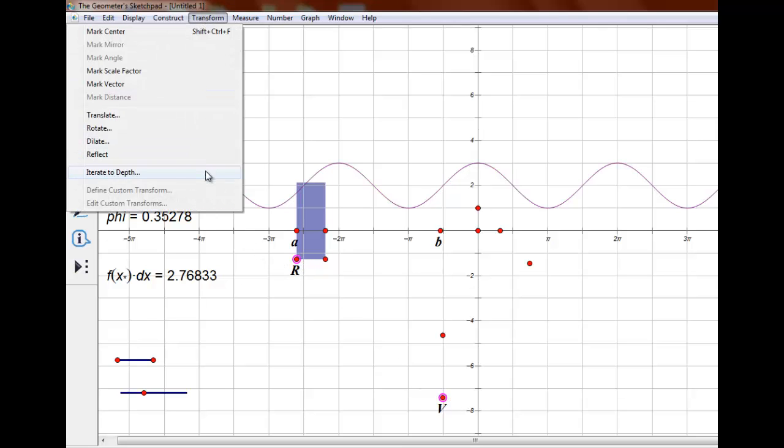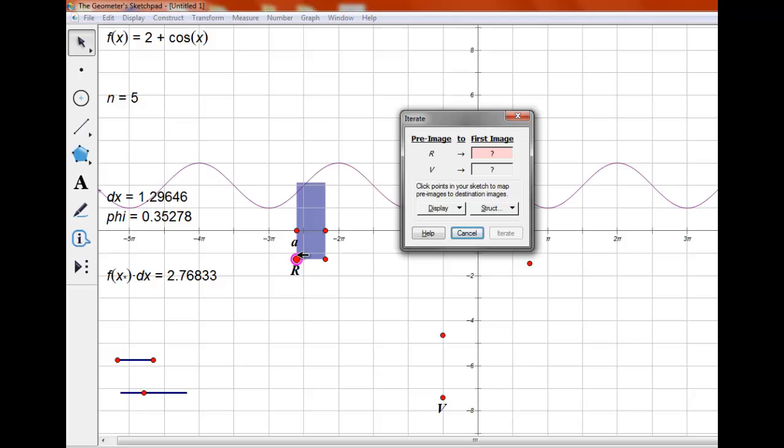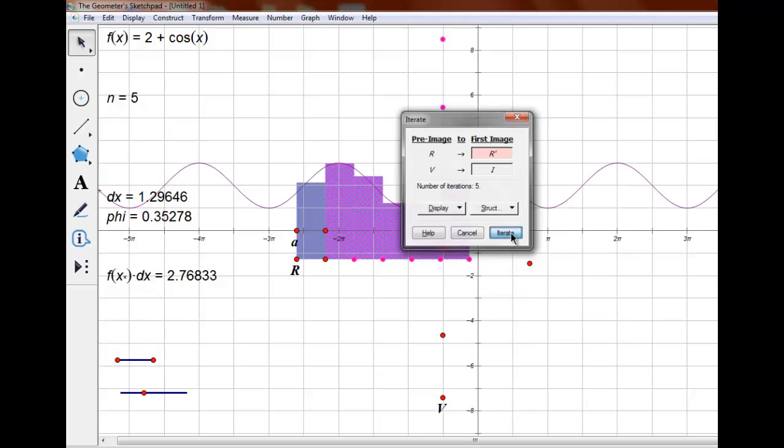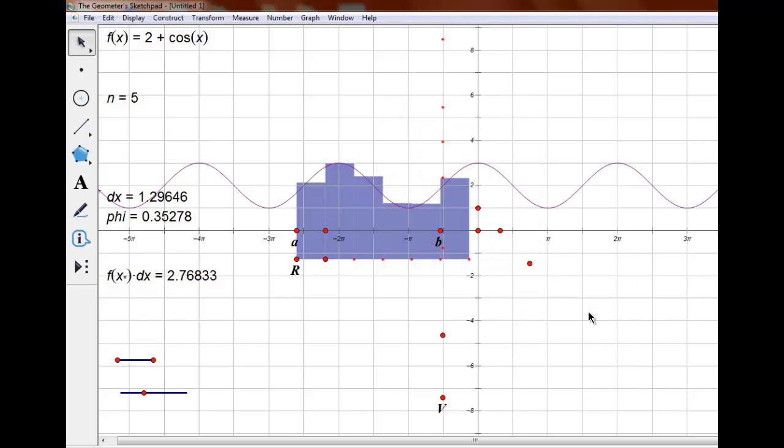Now it's time to do the iteration. We iterate mapping R to its point on the right and V to the point above it. We need a full orbit. We don't want to tabulate the iterated values, and there are the 5 rectangles plus 1 to the left that we're not going to need.